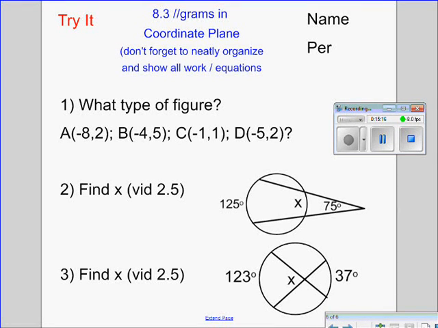If you look at the top, it says, don't forget to neatly organize and show all work and equations. So you should have an area to say, hey, I'm proving it's a parallelogram and show that. Hey, I'm proving that it's a rectangle or not, and here's the information for it. I'm trying to show that it's a rhombus and so on. Okay? Make sure you have that neatly organized. And then the last two problems are just review problems from circles. Okay? Good luck, everybody. Have a good one.